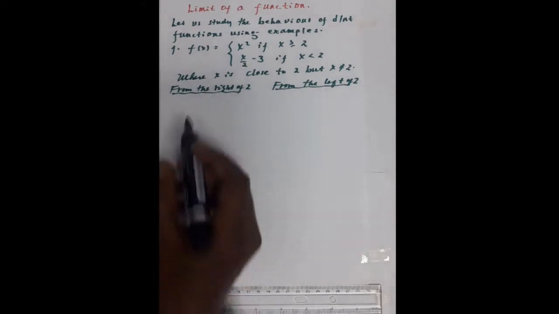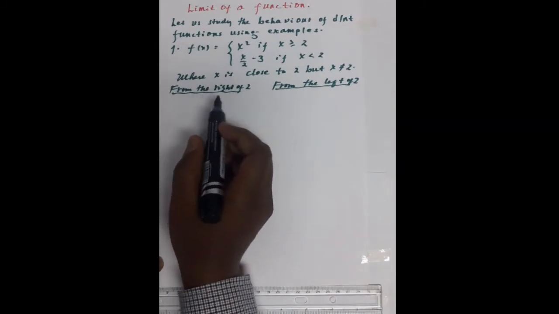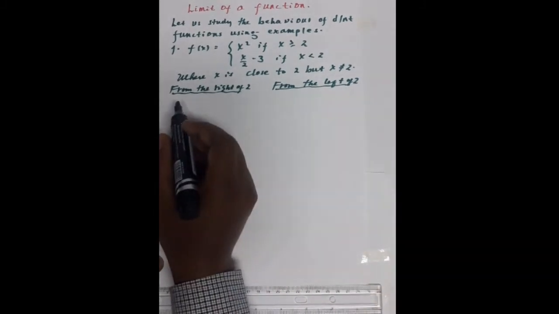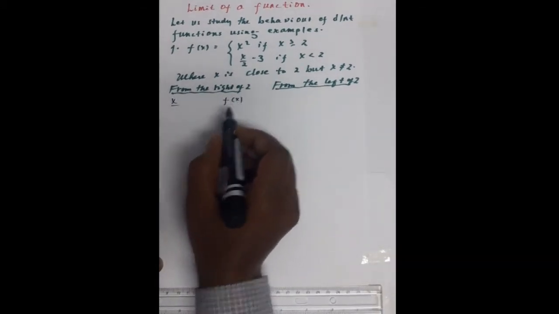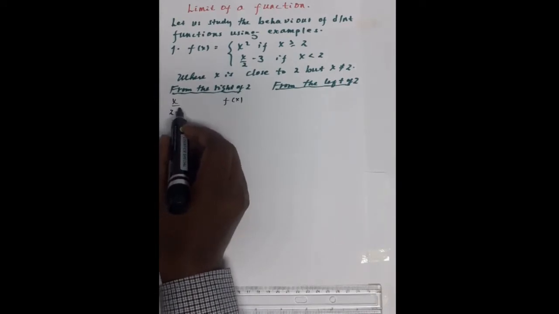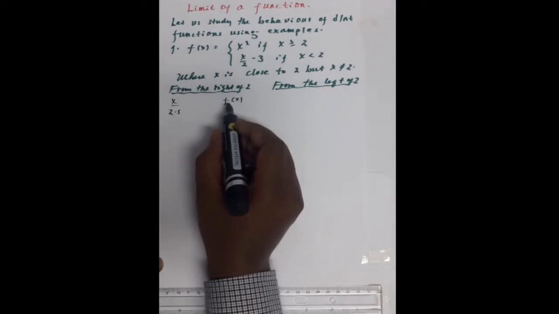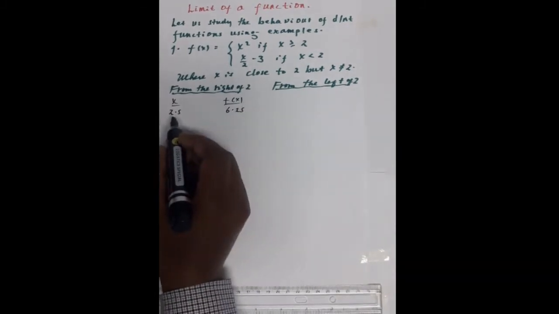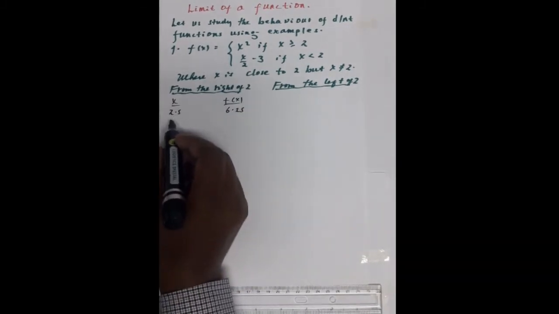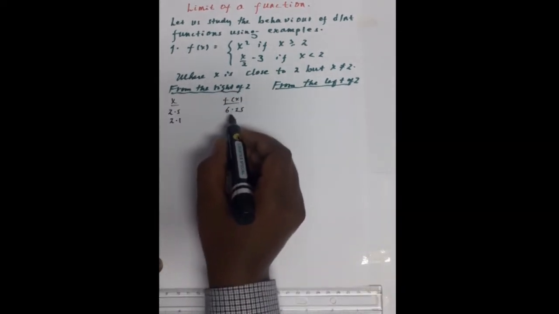So let us take some points from the right of 2, when we get close to 2 from the right side. When x is equal to 2.5, we substitute in x squared, and f of x will be 6.25. When we get closer to 2, we can take 2.1, then f of x will be 4.41.